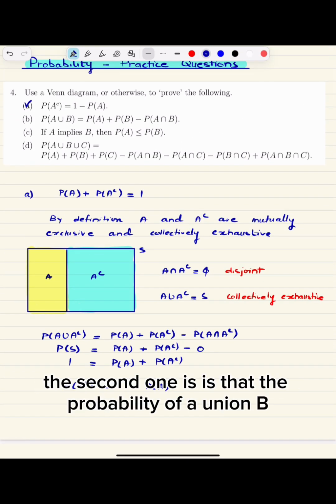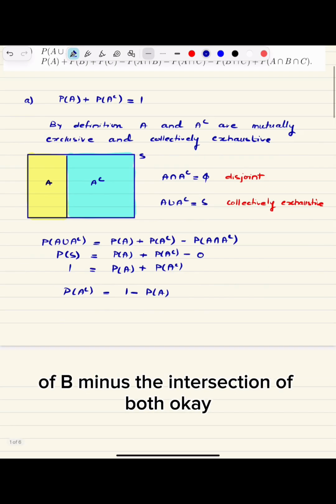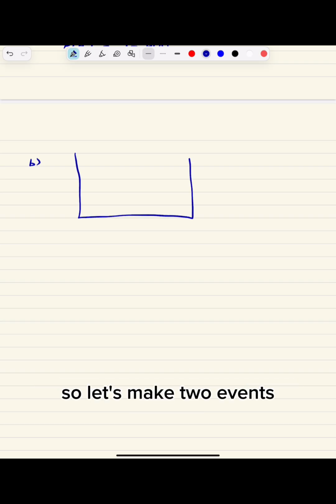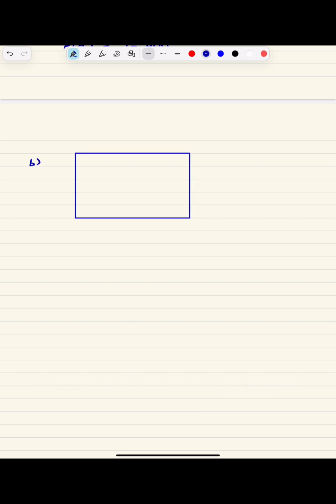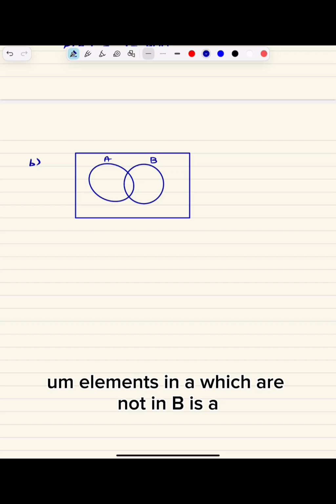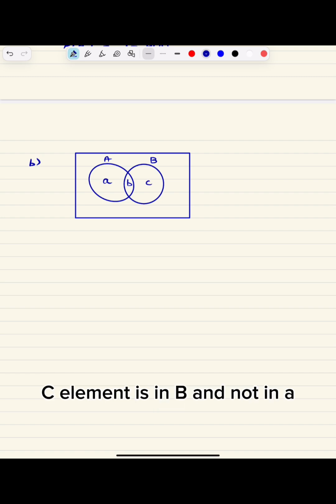The second one is that the probability of A union B is equal to the probability of A plus the probability of B minus the probability of the intersection of both. They want us to use a Venn diagram. So let's make two events, set A and set B, and we can say that the elements in A which are not in B are labelled A, B is the intersection, and C is the elements in B and not in A.